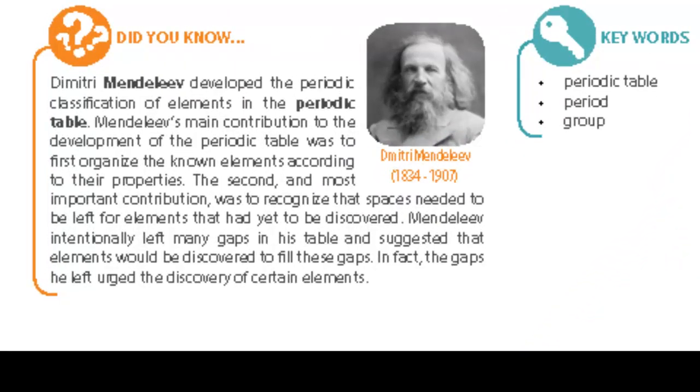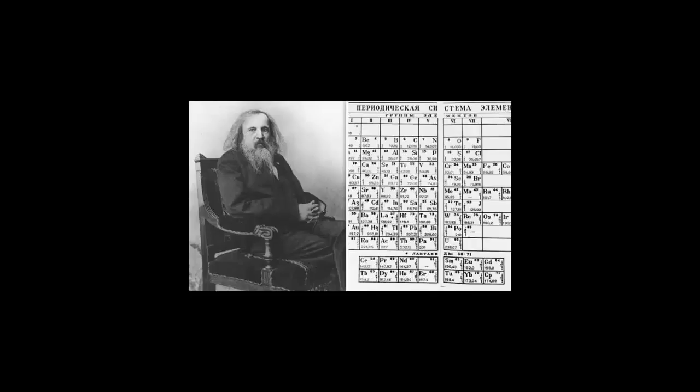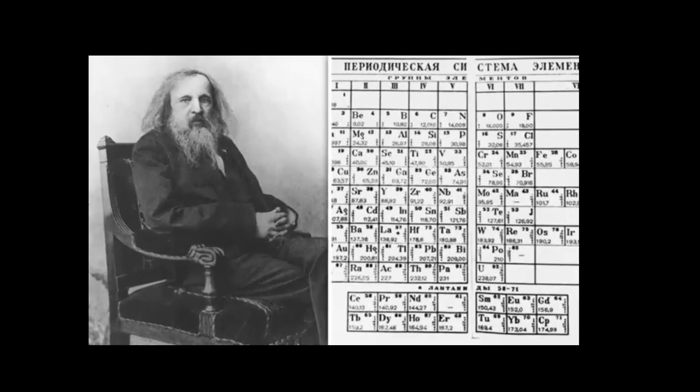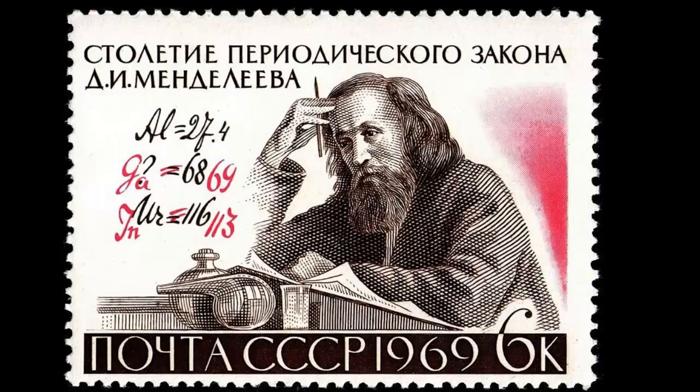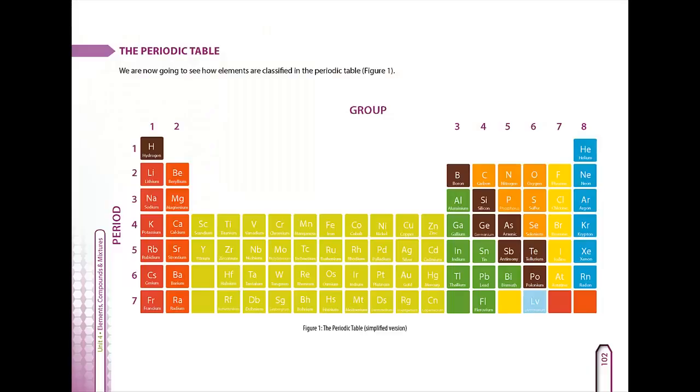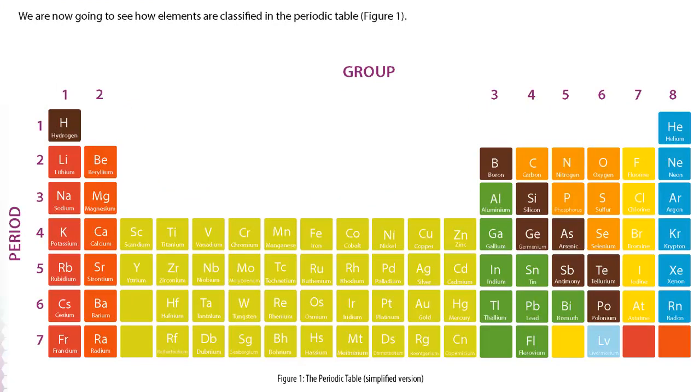The classification of elements was first done in the 19th century by a Russian scientist called Dmitry Mendeleev. The elements were arranged in rows and columns in a table known as the periodic table. The rows are called periods and the columns are called groups.